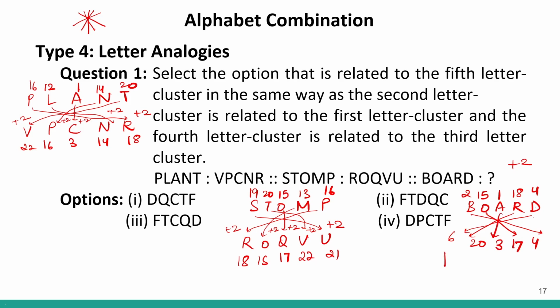So at 6th position we have F. At 20th position we have T. At 3rd position we have C. At 17th position we have Q. And at 4th position we have D. So my answer will be F, T, C, Q, D. And this is given in which option? This is given in option number 3. So option number 3 will be the correct answer to this question. Clear? Okay.